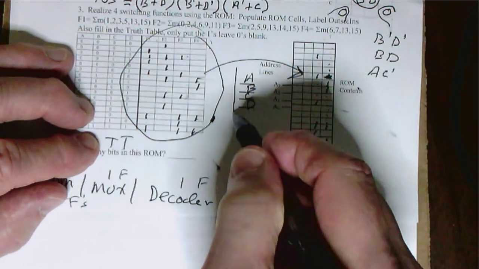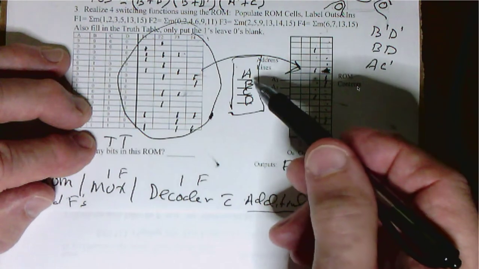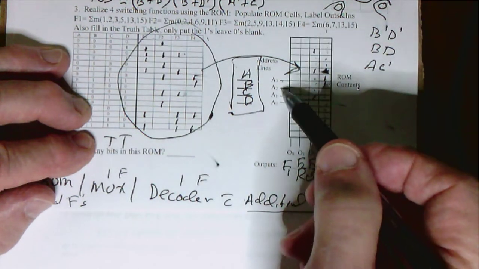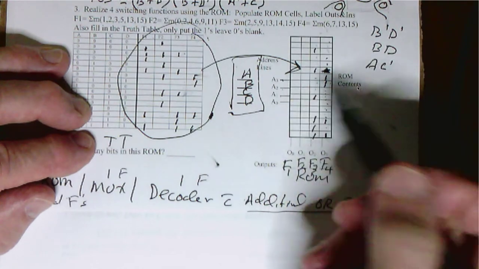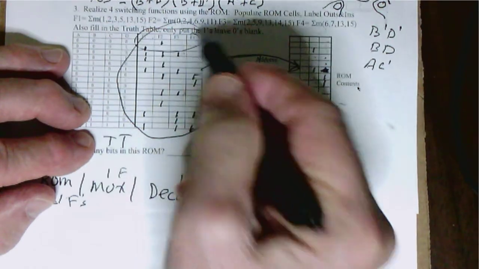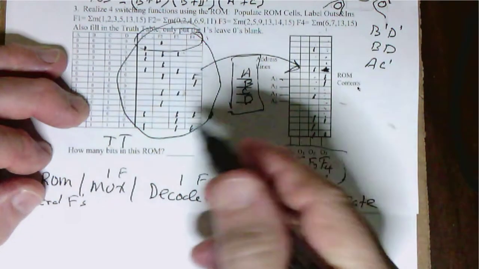Make sure you label the address lines correctly. They have to be in hierarchical order, A, B, C, D, because A3 is A, A2 is B, A1 is C, and A0 is D. And you have to make the outputs the same as they are here. But as long as you do that, then you can copy that right in there.